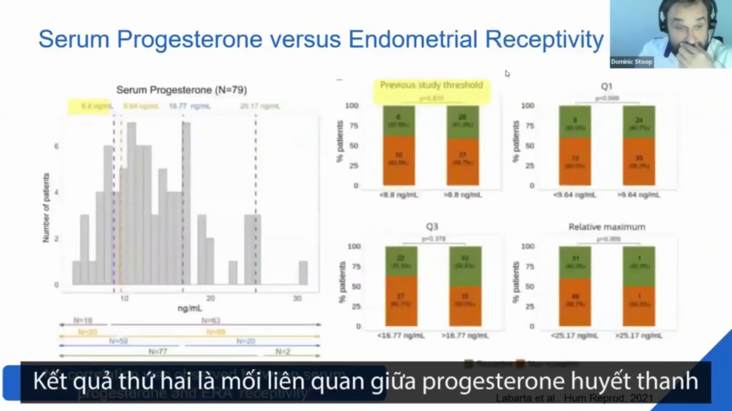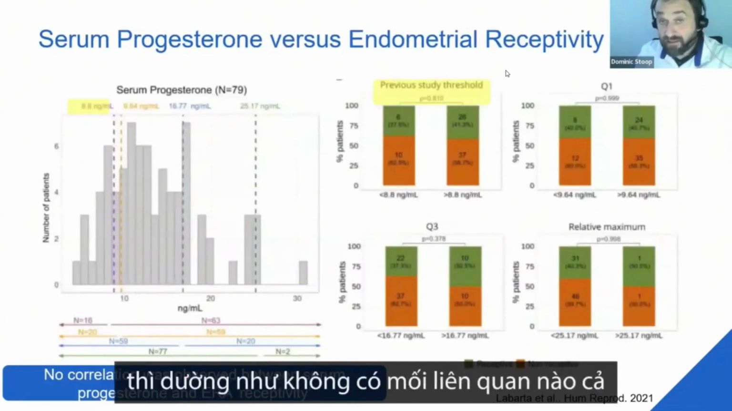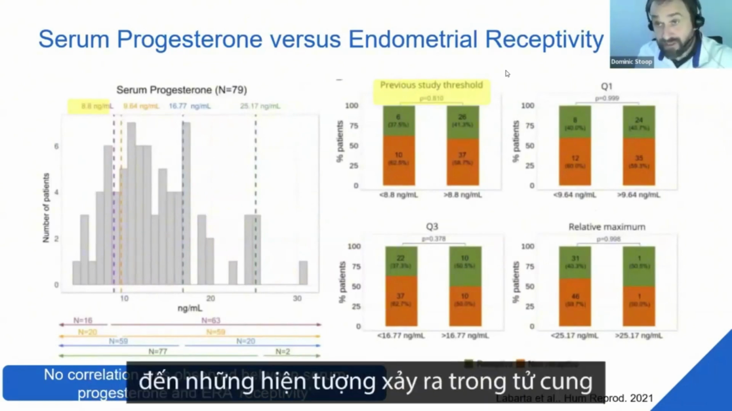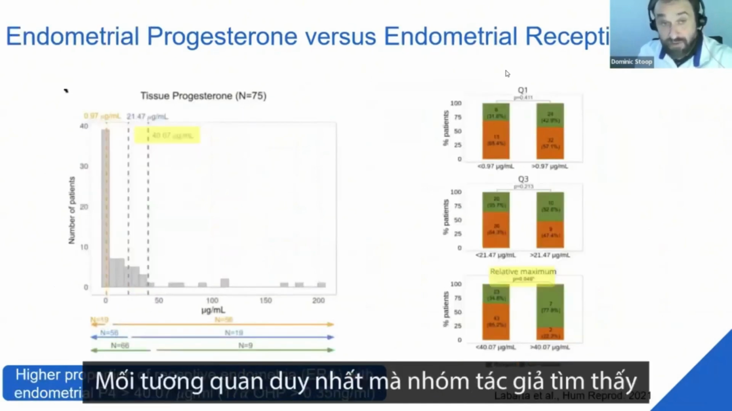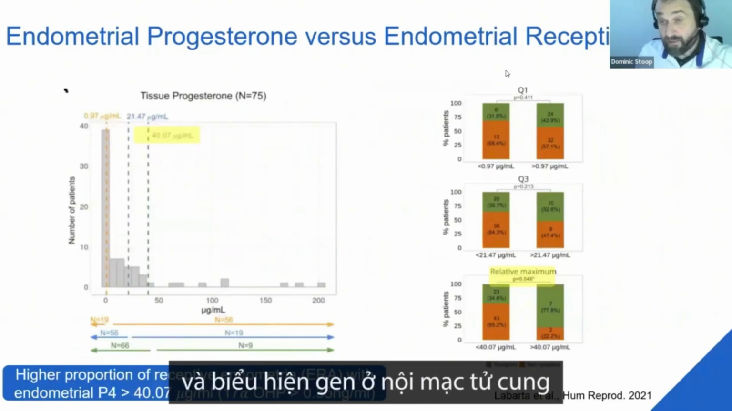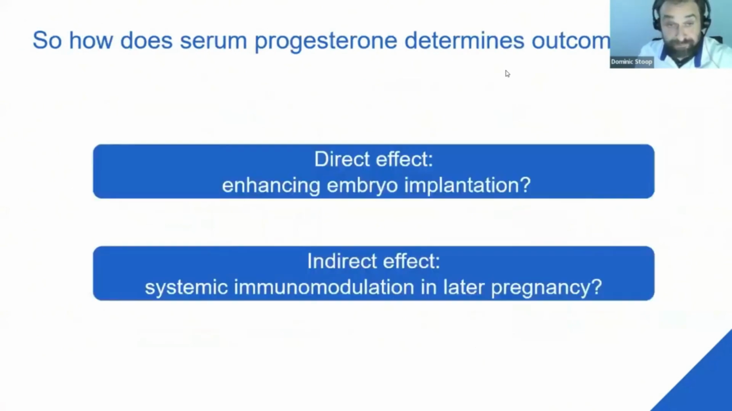The second thing is the relation between serum progesterone and the receptivity, as assessed by the ERA test. There did not seem to be a relationship. So basically, whatever progesterone you have in the blood does not relate to whatever's happening in the uterus. Same thing as the previous finding has shown. The only correlation they saw is between the progesterone available in the uterus and what the endometrial gene expression is doing, which, of course, we already knew.